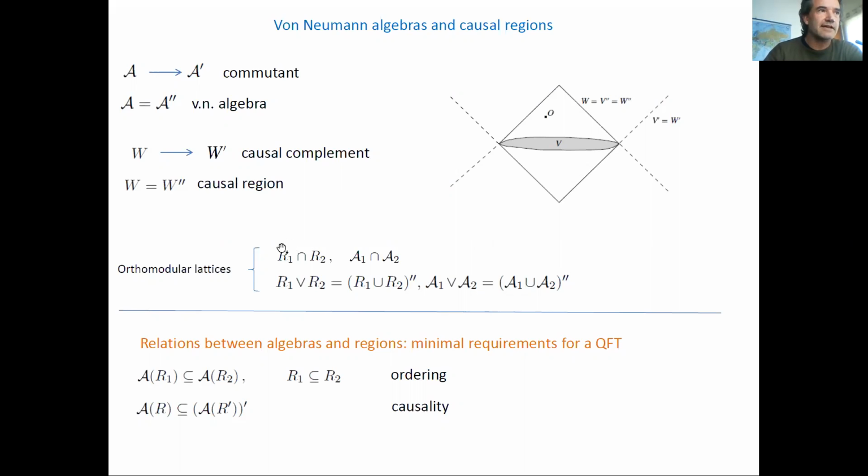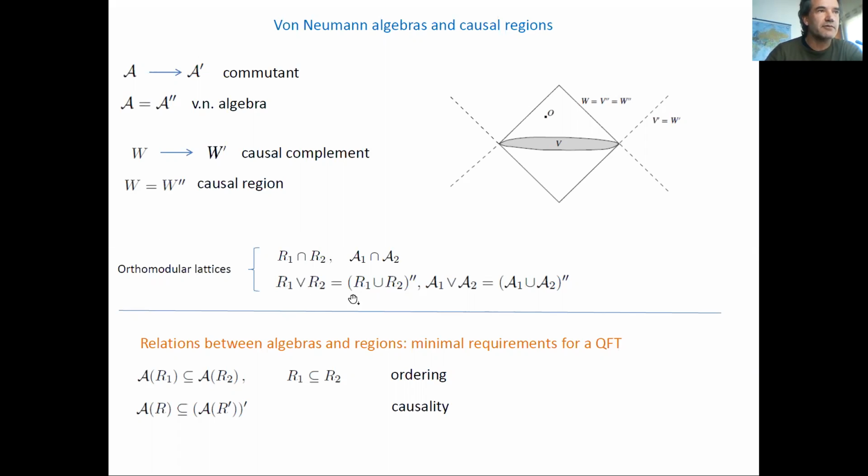And you can also see that there is more structure in these things. For example, the intersection of two regions is also a causal region. The intersection of two algebras is an algebra. And if you do the union of two causal regions, double commutant, double complement, let's say, it is the smallest causal region that contains the two, and the same for the algebras. And this structure with some, let's say, least upper bound and greatest lower bound, supremum and infimum of two algebras, together with the causal complement forms what is called an orthomodular lattice.